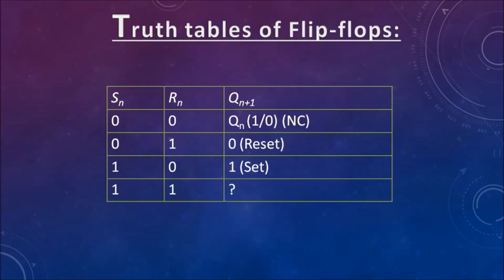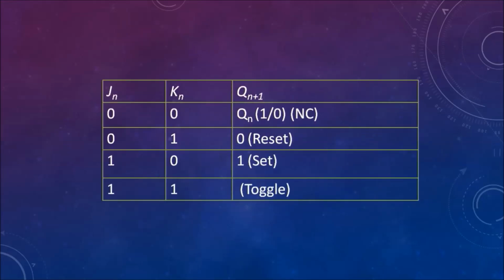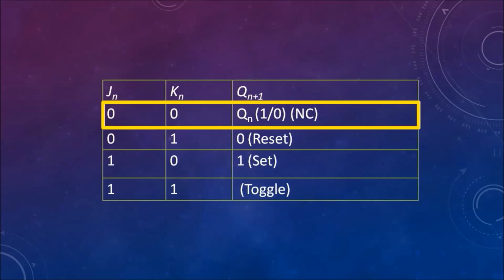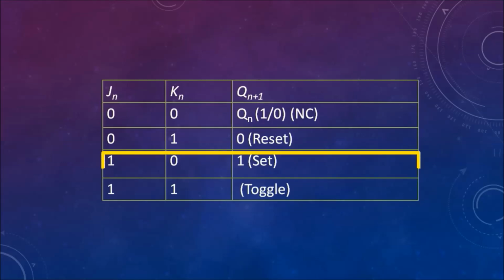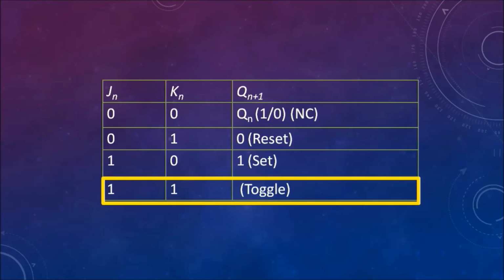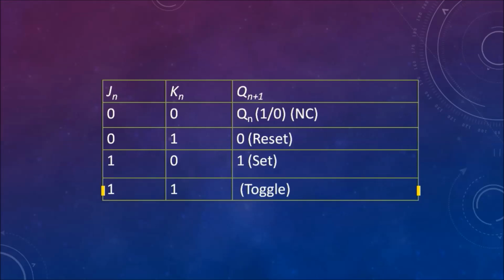JK flip-flop. Now for the JK flip-flop, for J equals 0, K equals 0, for J equals 1, K equals 0, and for J equals 0, K equals 1, these first three rows are the same as the SR flip-flop. But in the last row, where J equals 1 and K equals 1, the Qn plus 1, or the next state, will be a toggle state. So what do we mean by toggle? If the previous state was 1, then the next state will be 0, and if the previous state was 0, then the next state will be 1. So this is the truth table of the JK flip-flop.